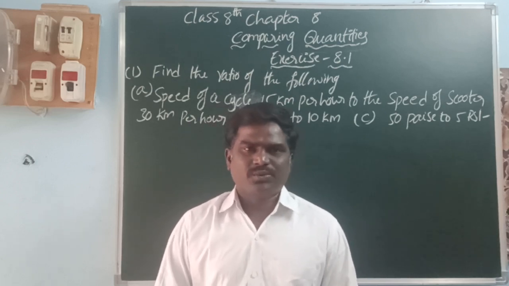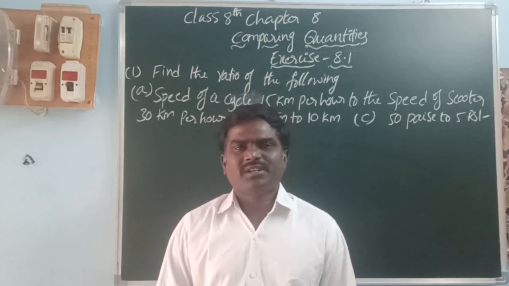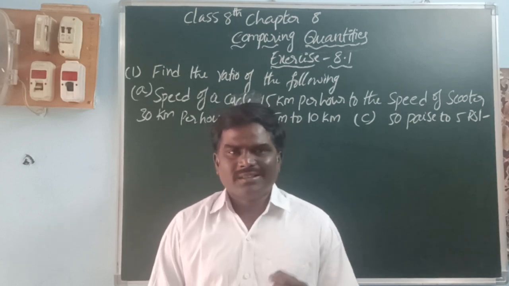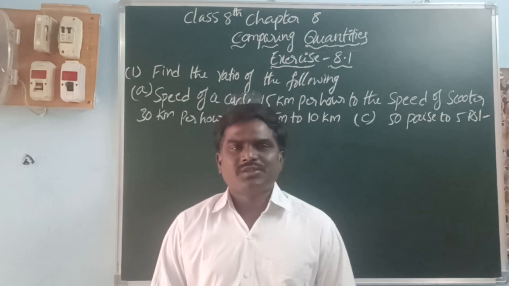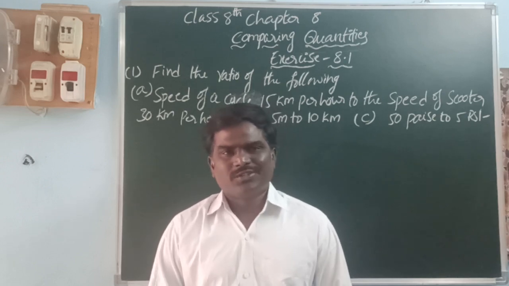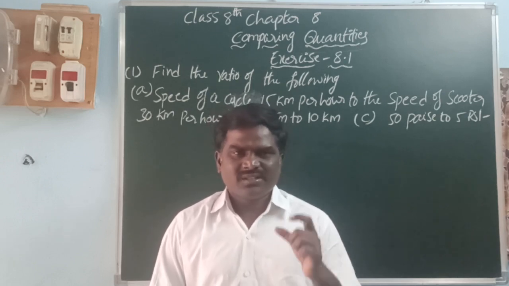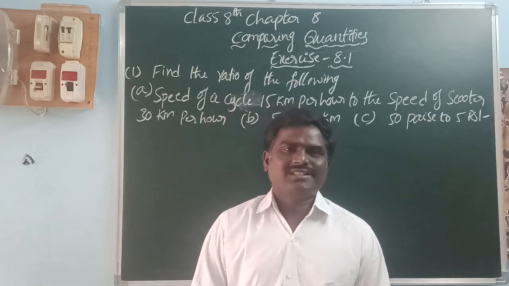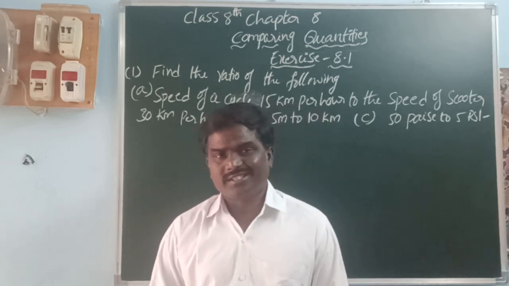So what does ratio mean? Comparison between any two quantities with the same units is called ratio, denoted by "is to". Here we compare the first quantity to the second quantity. The first quantity is called the antecedent, and the second quantity is called the consequent.